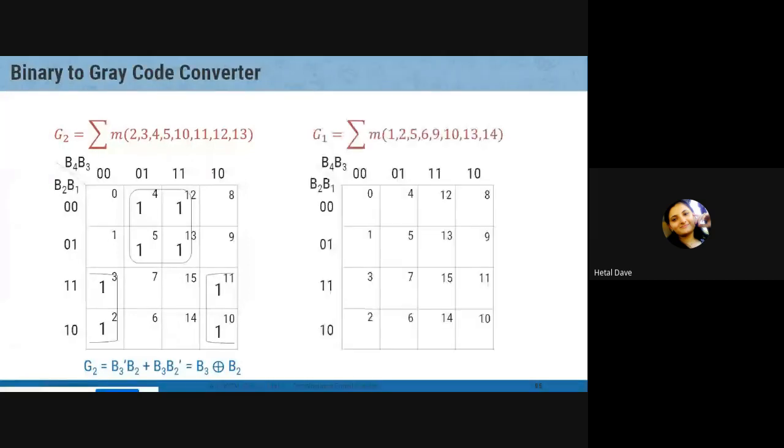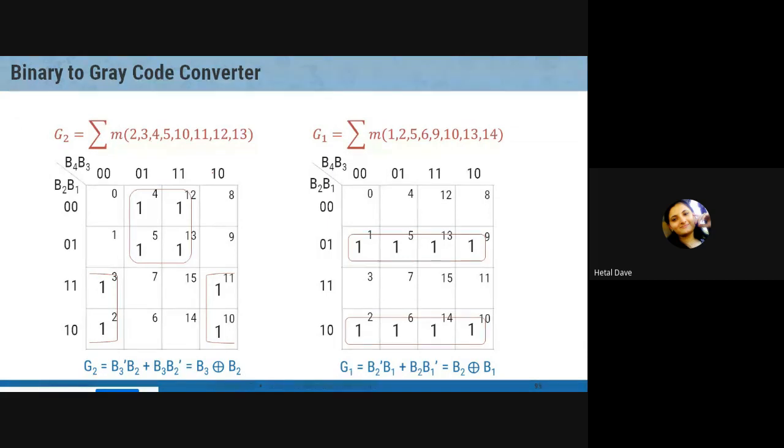Lastly, G1, put 1. We have already found where we should put 1: 1, 2, 5, 6, 9, 10, 13, 14. We should put 1. The rest of the places are 0. Make a group. This is the first group. Second group. Make an equation. B2 XOR B1. So this is the binary to gray code converter.